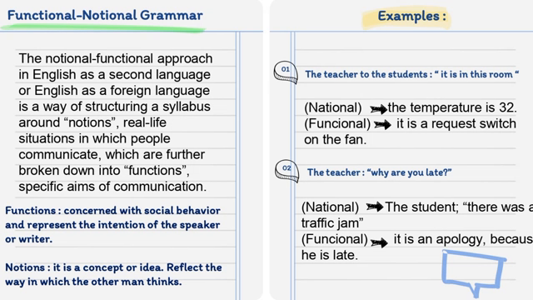Next example, the teacher asks, "Why are you late?" Notional answer, the student says, "There was a traffic jam." It is what it is. That's what happened to the student. But for the functional answer, it is an apology because he or she is late. So it's more likely for the social behavior, that the students must apologize to the teacher because they are late. That's the functional notional grammar.